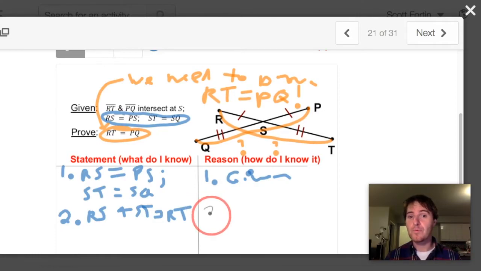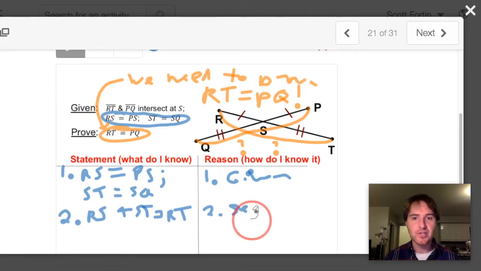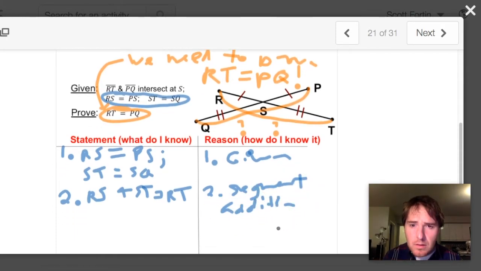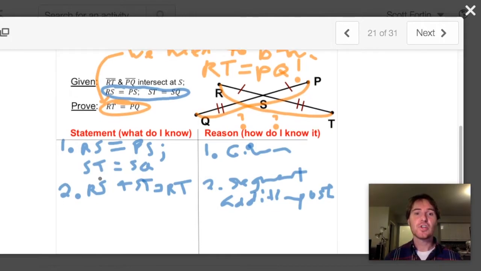Do you guys remember what reason this is? We added the length of a small segment to the length of the next small segment, and that equaled the length of the whole segment right there. Is that a definition or is that a postulate? That's a postulate: the segment addition postulate. Sorry, that's so messy. Now I have RT in my proof.